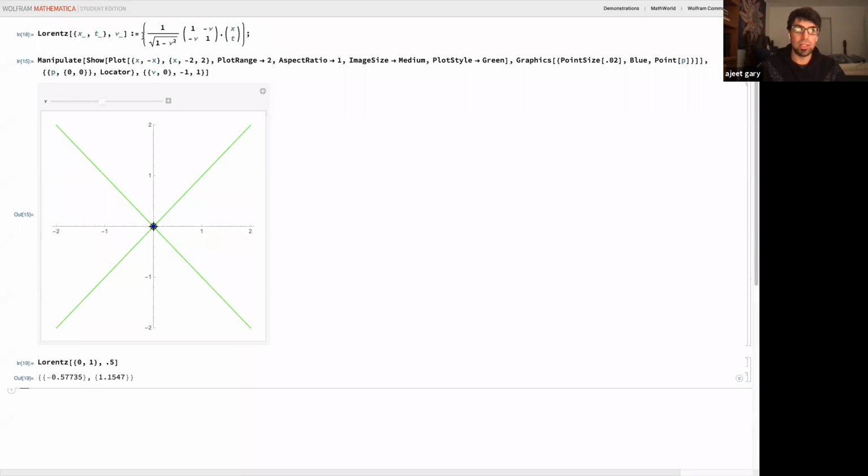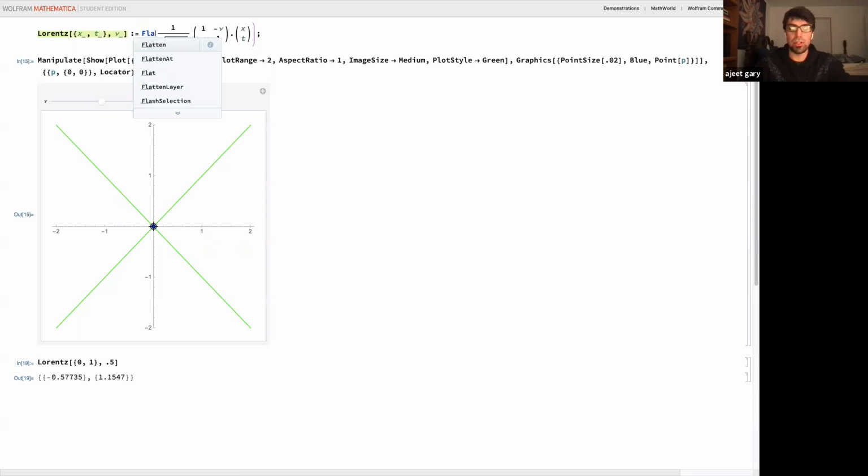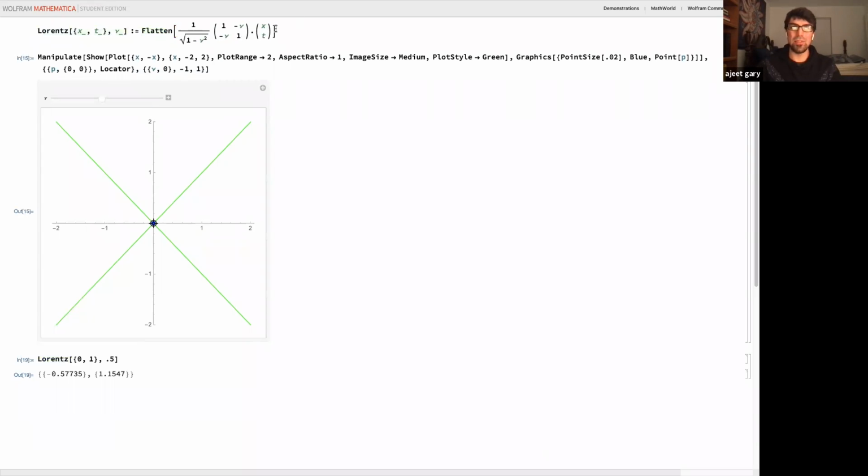Okay, so instead we're gonna use flatten. What's flatten? Flatten is an operation for lists. If you have a list of lists, it just unions them all together, is a way of thinking about it. So here we see it's expressing it as a matrix. There, now it's a vector. Cool. So that's where 0, 1 goes under a Lorentz boost of 0.5.